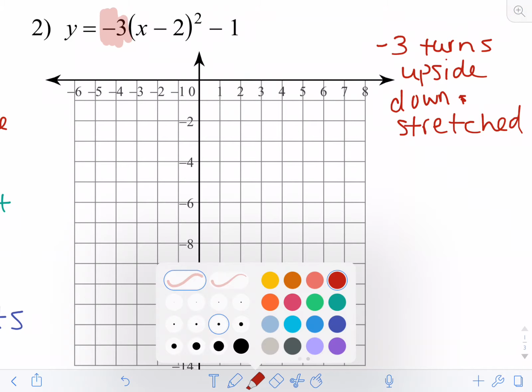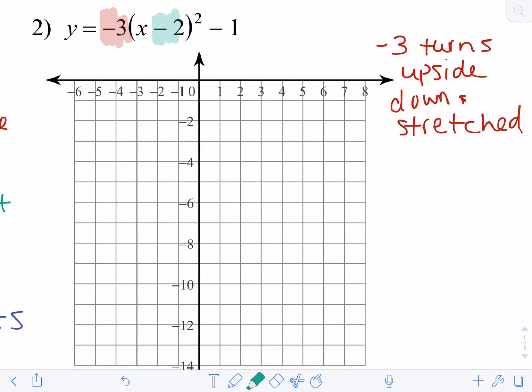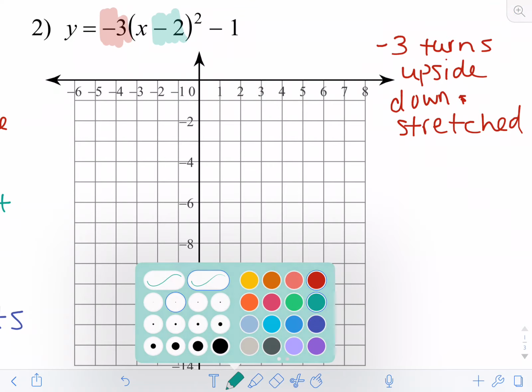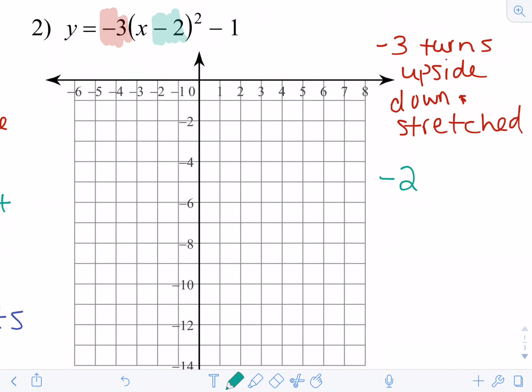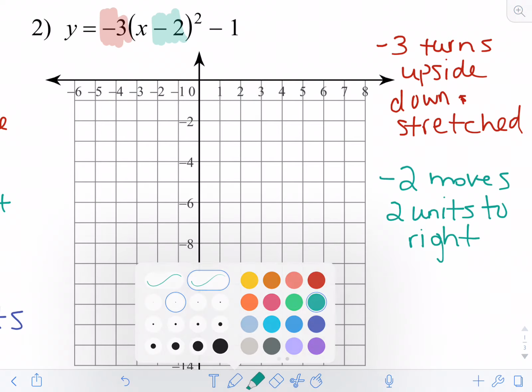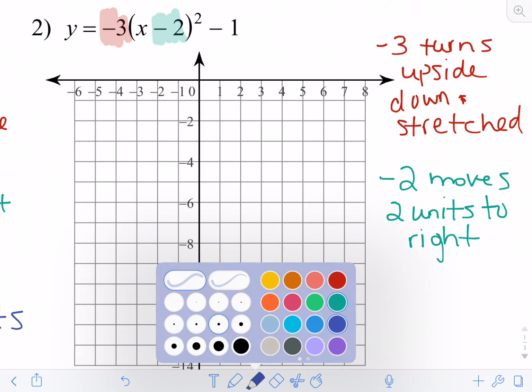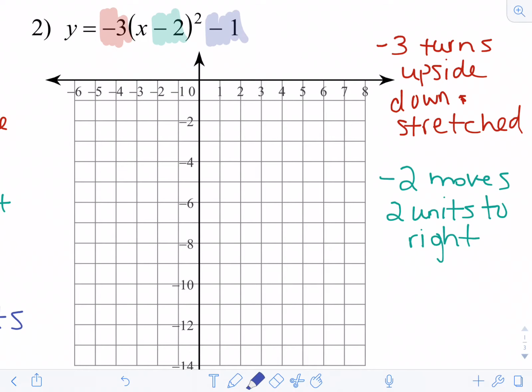The next thing I'm going to look at is this negative 2. What that does is it moves the graph 2 units to the right. And then we have this minus 1 back here. The minus 1 all that does is shift the graph down 1 unit.